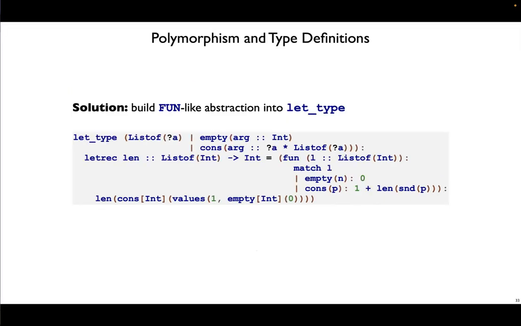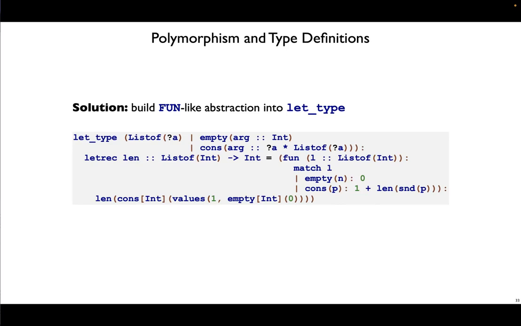For that, we'll need to change how let type works so that it incorporates some of the abilities that we got from Big Fun. We'd like to be able to say let type list of alpha. So whereas before we had to give only a type name here, something like list, now we can give a type name and a type variable to abstract over. Here we've got something close to the length function that we want.